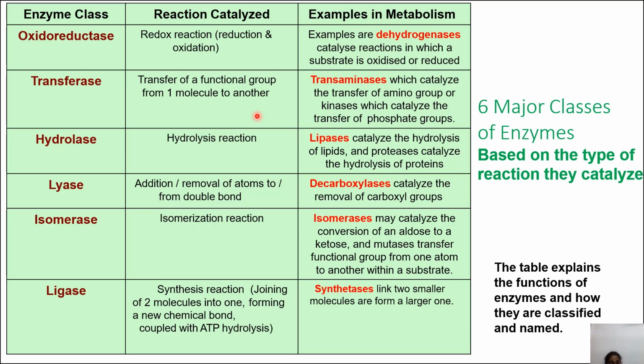Then lyase, addition or removal of atoms to form a double bond. Decarboxylases catalyze the removal of carboxyl groups. Isomerization reaction. The isomerases may catalyze the conversion of an aldose to a ketose, and mutases transfer a functional group from one atom to another within a substrate. Then ligase, a synthesis reaction joining two molecules into one, forming a new chemical bond, coupled with ATP hydrolysis. Synthetases link two small molecules to form a larger one.